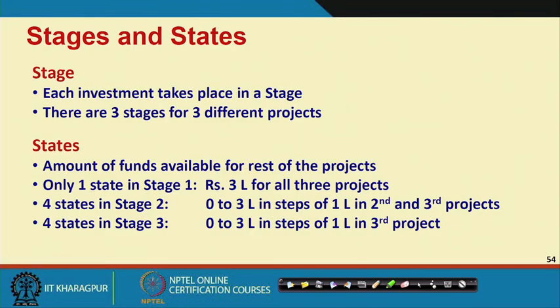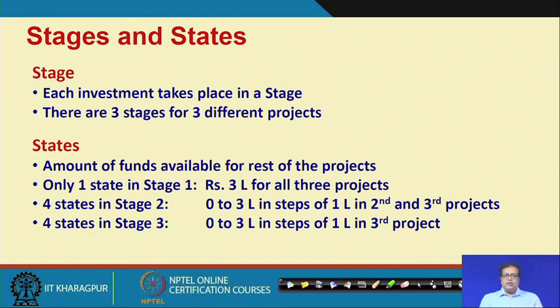At the very first, there are 3 stages, there are 3 different projects. Each investment takes place in a stage, and there are 3 stages. What should be the states? The amount of fund available for the rest of the projects. So, for stage 1 it is the entire 3 lakhs, and for stage 2 and stage 3 there are 4 states, anything between 0 to 3 lakhs in steps of 1 lakh in the second and third project.